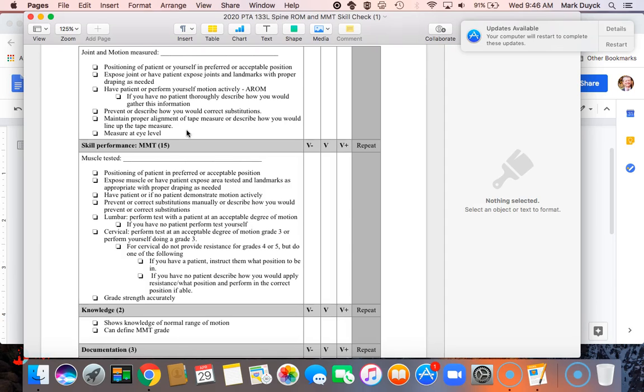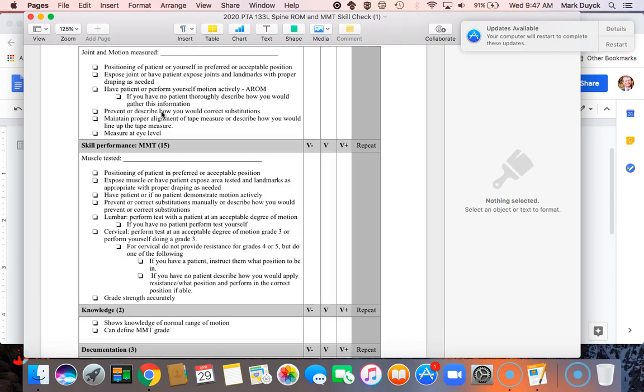Just prevent or describe how you correct substitution. So in other words, if you have a patient, you don't have to say, well, I do this, but you're going to prevent them from moving, which might be stabilizing their legs, as the video showed, as they're going through trunk flexion, right? They're going through rotation if you need to provide that stability. And I provided videos on that with me working with Steve, so you have that archive as well. Maintaining proper alignment. Again, this is range of motion. I kind of am jumping ahead, but how do you prevent substitution?